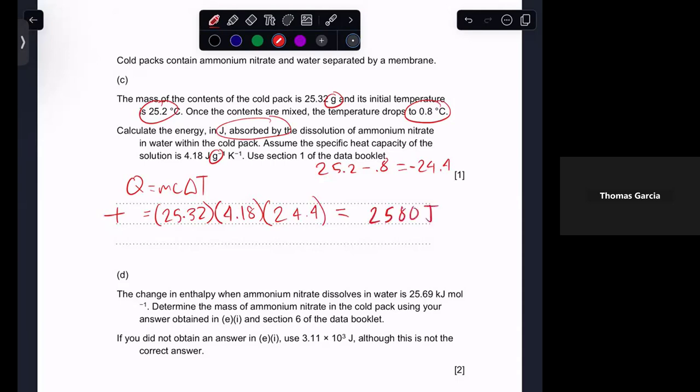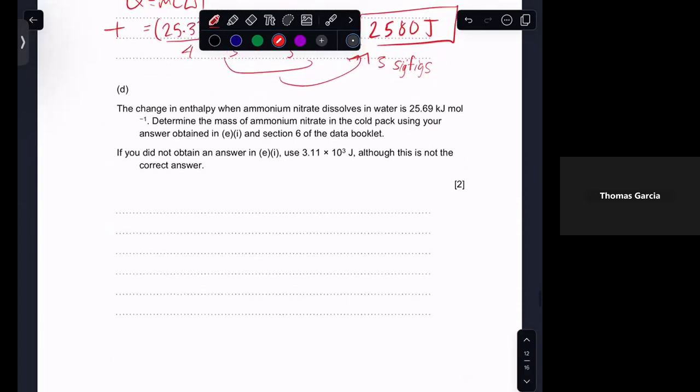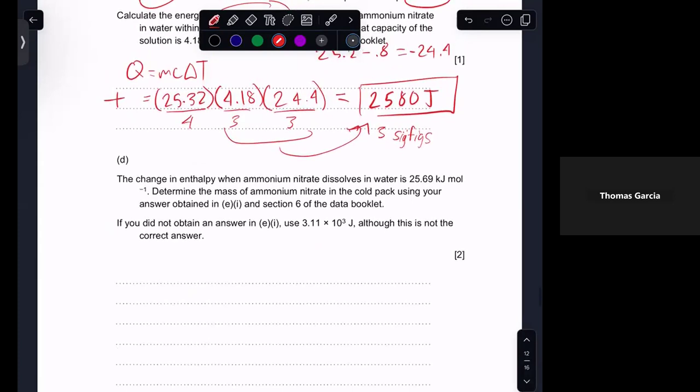So when we calculate this out, we get a total of 2580 joules. You'll notice I'm using 3 significant figures because this is 4, this is 3, this is 3, 4, 3, 3. So we use the lowest value, which is 3 sig figs. All right. The change in enthalpy when the ammonium nitrate dissolves in water is 25.69 kilojoules per mole. Determine the mass of the ammonium nitrate in the cold pack using your answer obtained in section 6 of the data booklet.